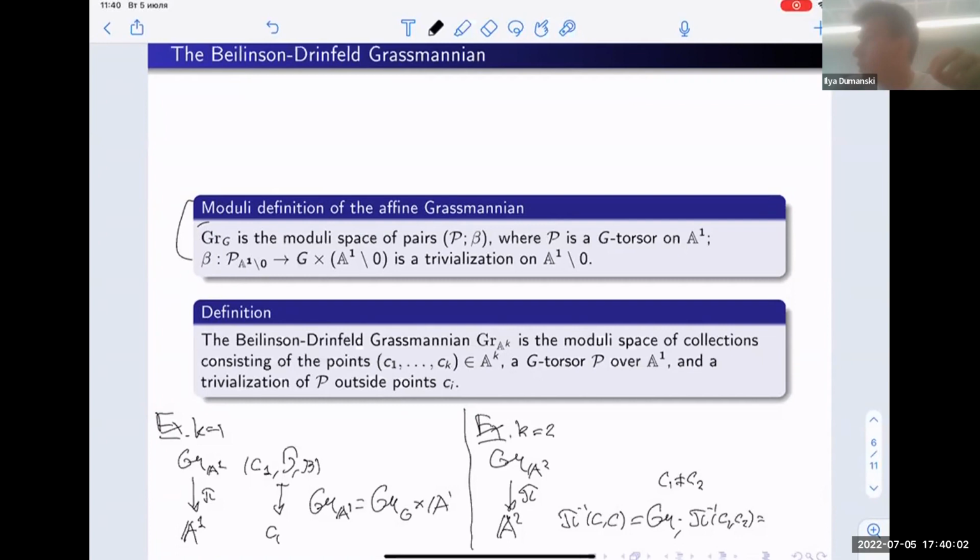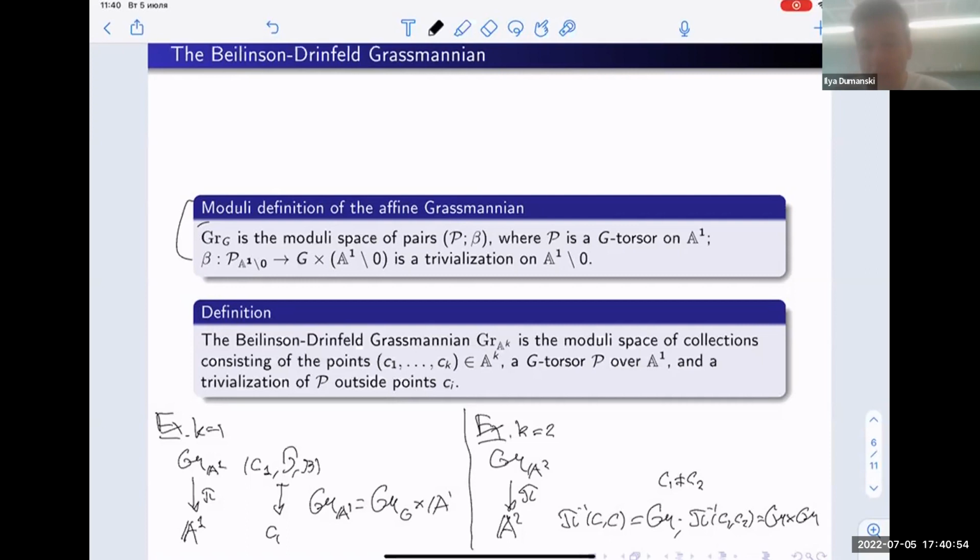And actually, one can show that all the interesting things happening with the torsors and trivializations happen locally in formal neighborhoods of these 2 points, C1 and C2. In fact, the fiber is the same as the moduli space of two distinct torsors and their trivializations, away from C1 for the first one and away from C2 for the second one. So what we get is the direct product of two affine Grassmannians. So this Beilinson-Drinfeld Grassmannian over A2 is a very interesting geometric object whose fiber over the diagonal is just the affine Grassmannian, and away from the diagonal is the product of two affine Grassmannians.